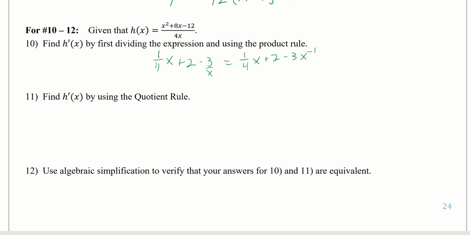So now the derivative, h prime of x, would equal, bring that 1 down, so it'd still be 1/4 x to the 0, which goes away. That constant goes away, and then bring this one down. This would be plus 3x to the negative 2. Nice.